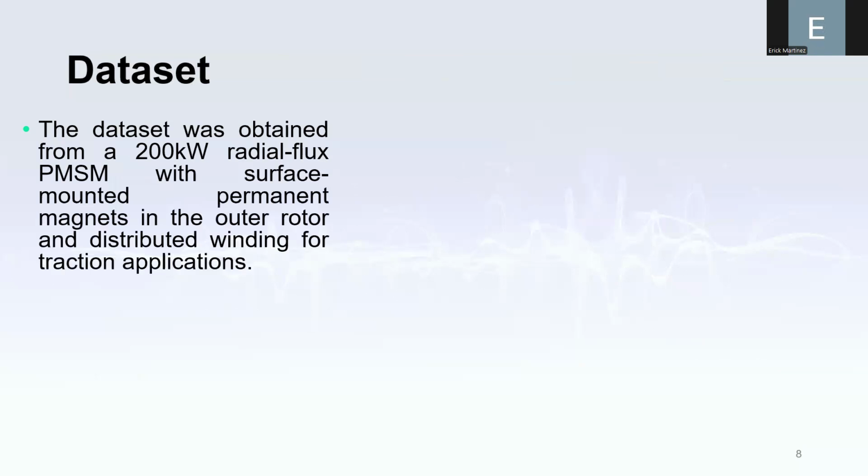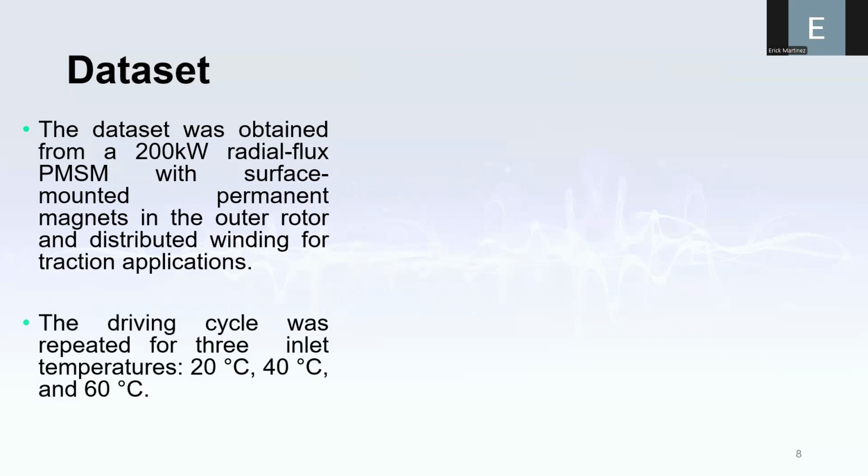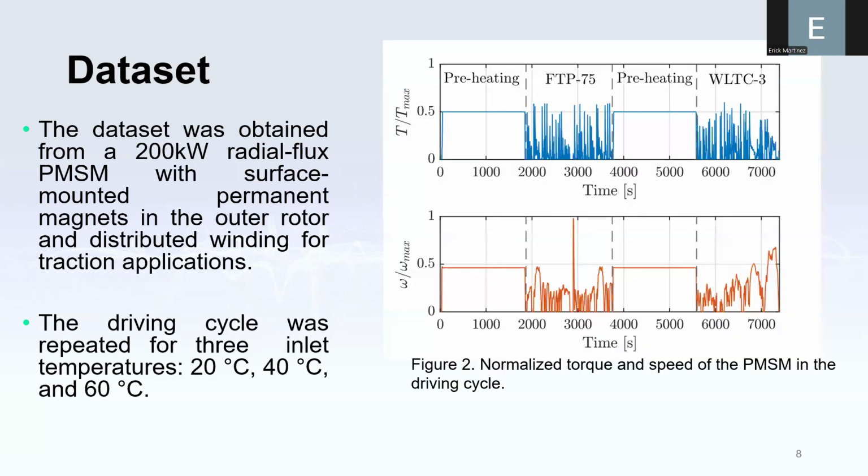Okay, so for the data set that we use to estimate this Hammerstein model, we use a 200 kilowatts radial flux permanent magnet synchronous motor with surface mounted permanent magnets in the outer rotor and distributed winding for traction applications. And well, we apply three driving cycles. We apply a driving cycle to the motor in order to have a thermal response of the machine for different inlet coolant temperatures of 20, 40, and 60 degrees.